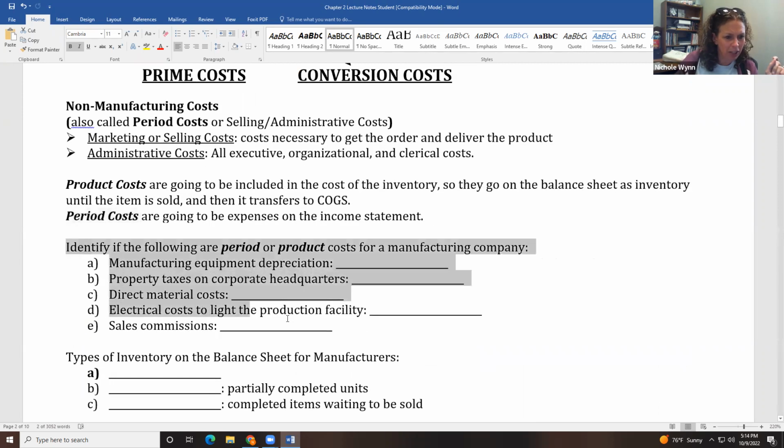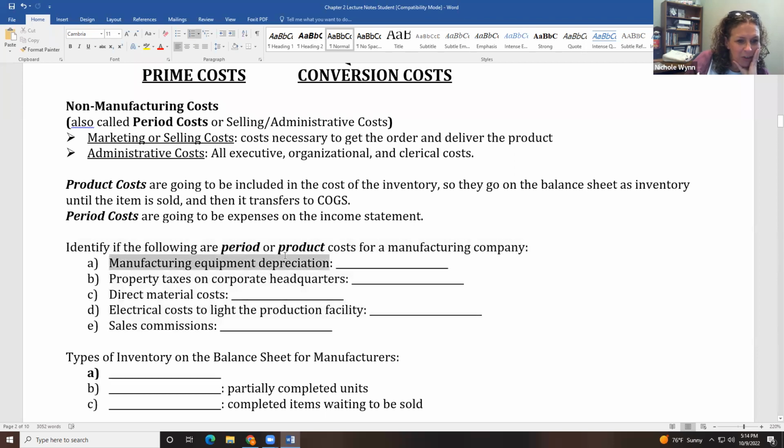So here's a little sample question, like when I'm teaching this in class, to get me to stop and let them think through this and answer these questions. And so you guys can pause me and try to answer each of these as product versus period. So go ahead and you can pause the video and you can think about this. Okay, so manufacturing equipment depreciation. Since this deals with making the good, because manufacturing means it's part of the factory, then this will be a product cost.